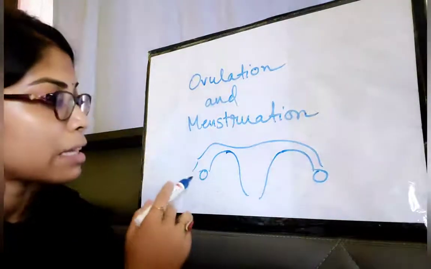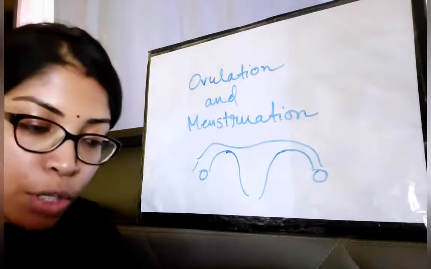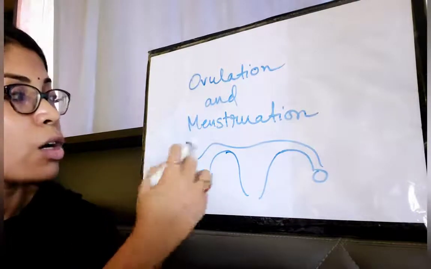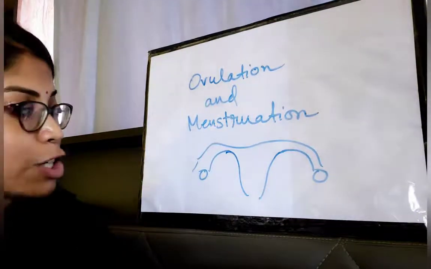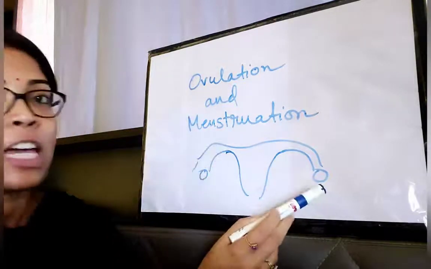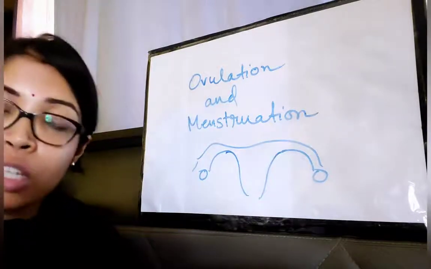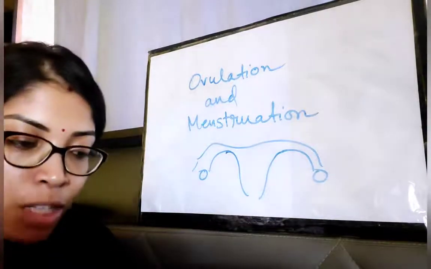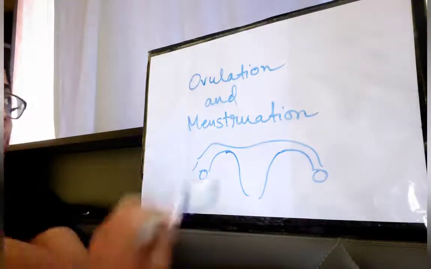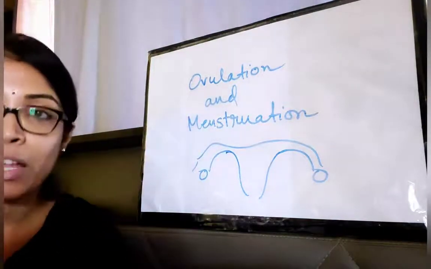So every month, any one of the two ovaries will produce one egg, and that egg will go to the respective fallopian tube. If this ovary produces an egg, it will go to this fallopian tube, and wait for the sperm to come and fertilize it. Now this release of the matured egg from the ovary is known as ovulation. So ovulation, what is ovulation? The release of a matured egg.